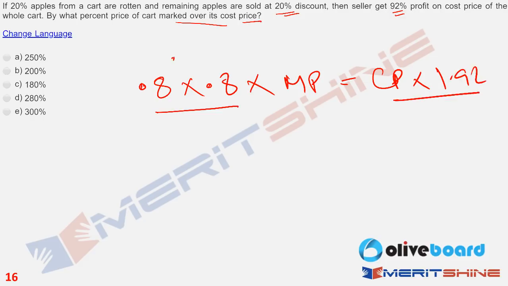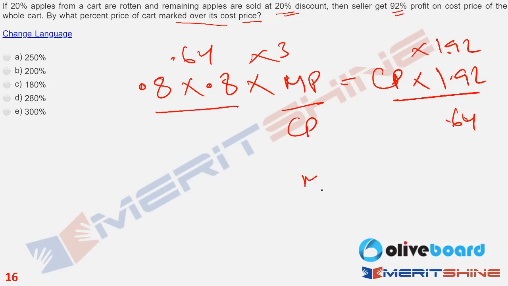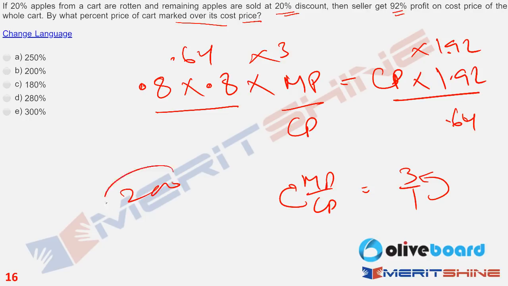This is 64, this is becoming 192. How much should have been the markup here? Clearly this is 300. So MP by CP, if I do here, what am I getting? 192 by 0.64. So MP by CP is basically 3:1, right? So what is the markup over cost price here? It is 200%, right?